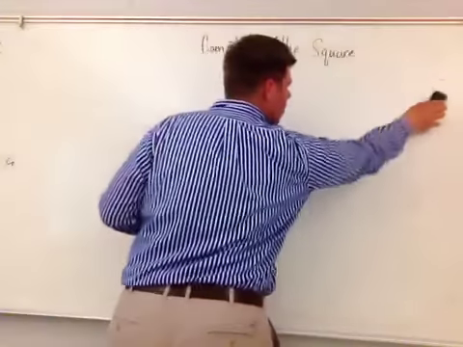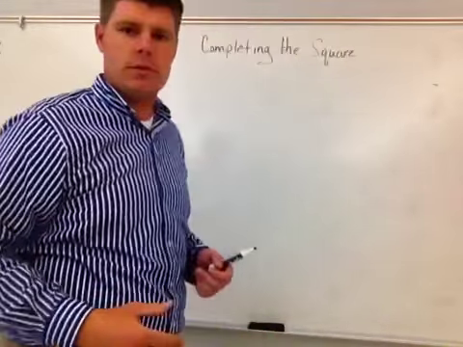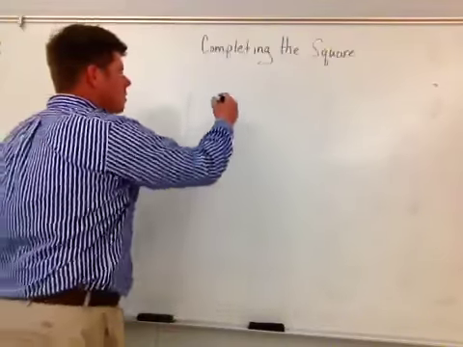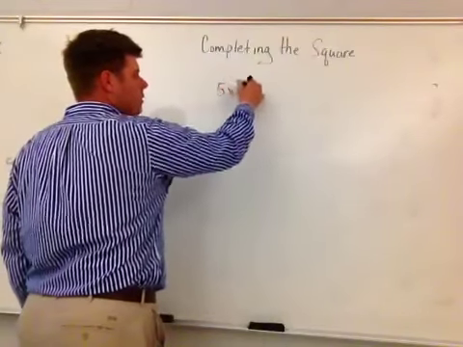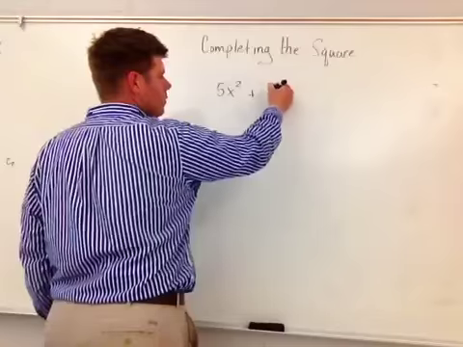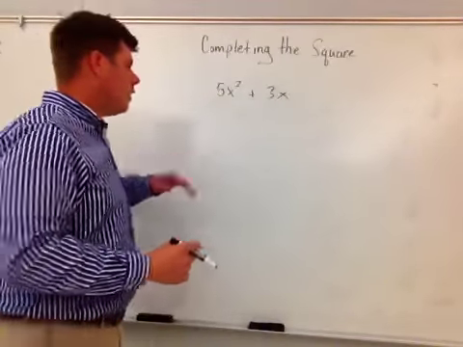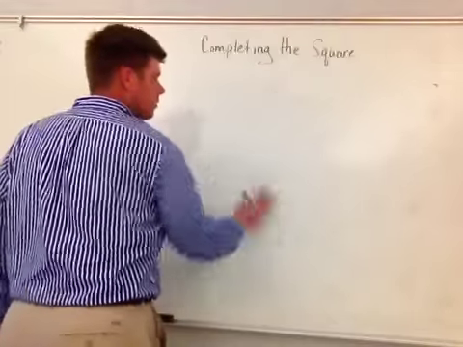And this time let's talk about just one with a fraction in it. So let's say I have this 5x squared plus 3x, and I want to complete the square. So completing the square for this one, let me write a little bit bigger, 5x squared plus 3x.